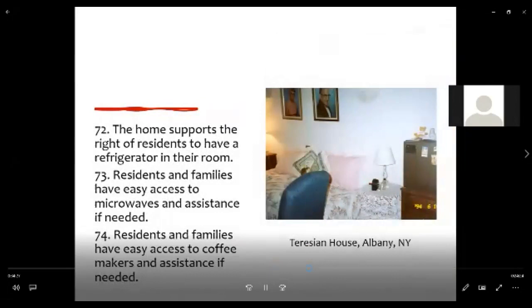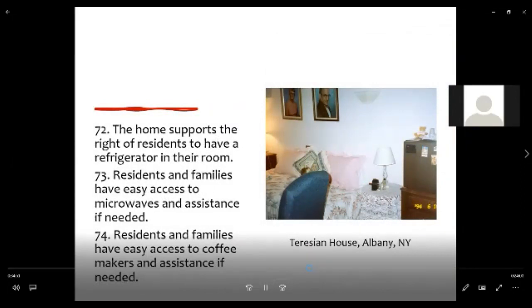Your home supports the right of residents to have a refrigerator in their room. That should be a non-issue, I hope. Residents and families have easy access to microwaves and also assistance if they need it. We really wanted to say they have the right to have a microwave in their room, and I want you to be aware of that. How many of you are going to want a microwave in your room? And how about the next one?